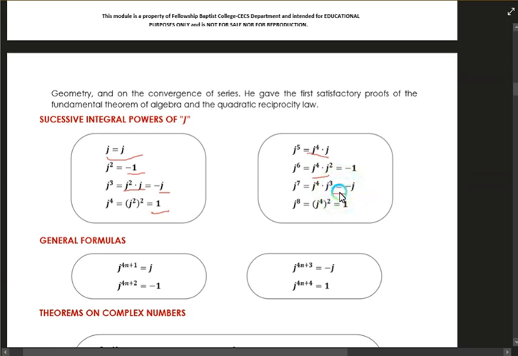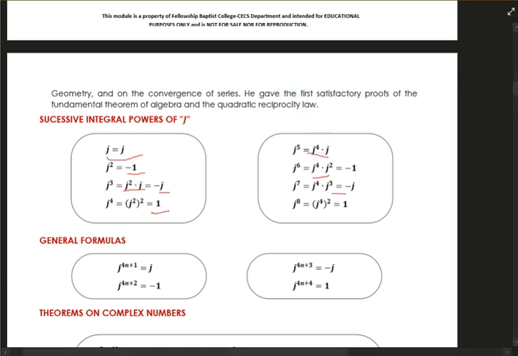So take note that we are trying to factor out the 4, because we know that J raised to the power of 4 will be equal to 1. So what remains is the same as in the first cycle. If you inspect our answers, the results we got are successive integral powers of J, and it just repeats itself, starting from the value of J.